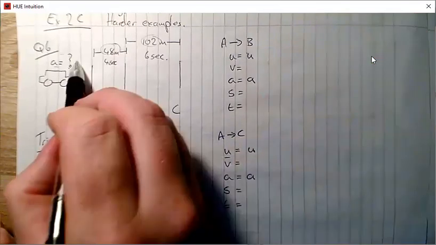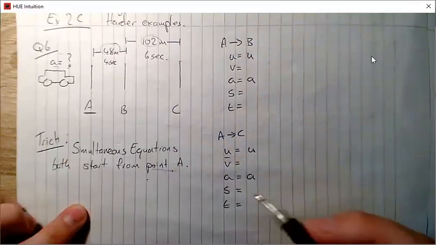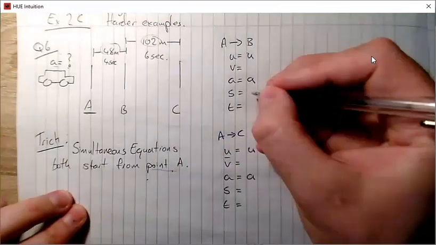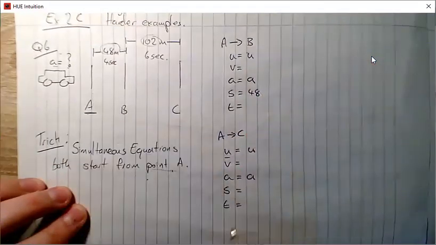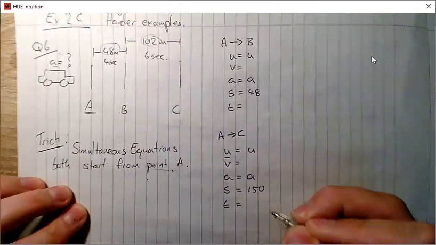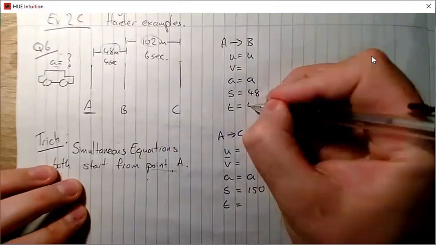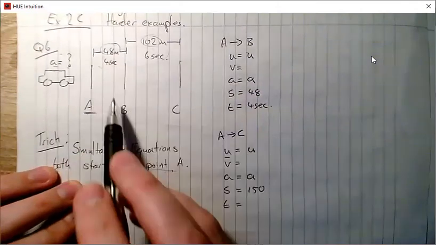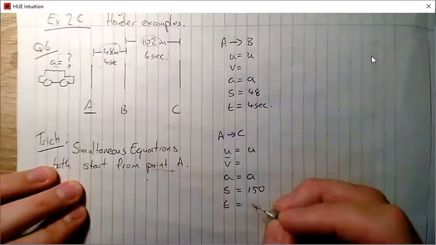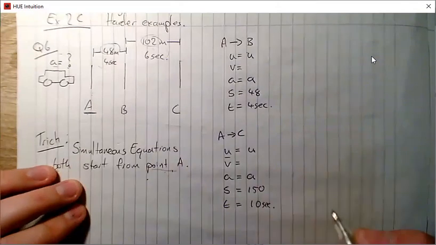and in both cases, it's whatever this constant acceleration is that we're trying to find. From A to B, the distance you have traveled is 48. And from A to C, the distance you have traveled is 150 meters. The time that takes is 4 seconds to go from A to B and 10 seconds to go from A to C.